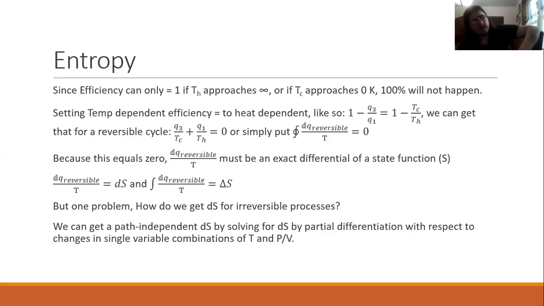And this is all well and good for calculating a reversible path function. But how would we calculate this for an irreversible process? We can do that by getting a path independent dS, by solving dS by partial differentiation with respect to changes in the single combination variables of T and P or V. Q is path dependent, but S, being a state function, is always path independent.